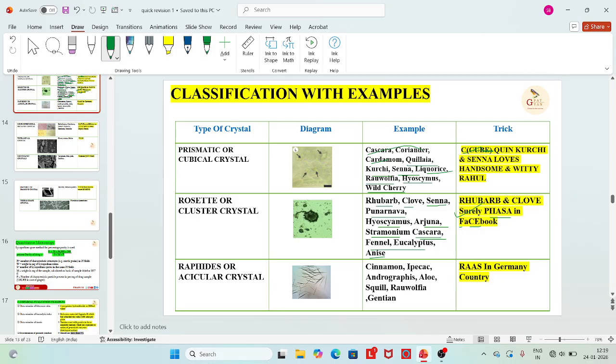The Raphides is for the Ras in Germany country. Ras is for Rolfia, Andrographis, Aloe and Squill. Germany is Gentian and country is cinnamon and ipecac.